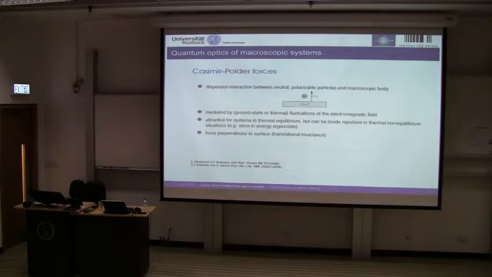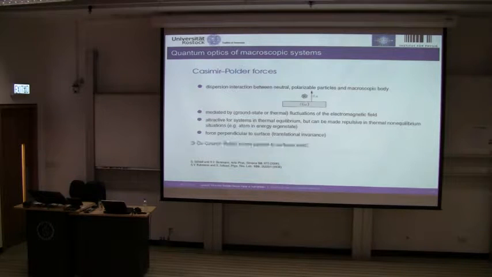So when the atom or molecule is in thermal equilibrium with its environment, including the macroscopic body, it's attractive, but it can be made repulsive in some special circumstances, for example, thermal non-equilibrium situations, when you prepare the atom in an energy eigenstate, which is, of course, a prime example of a thermal non-equilibrium situation. And then, for example, if you have a plain slab surface, because of translation invariance, the force has to be perpendicular to that surface.